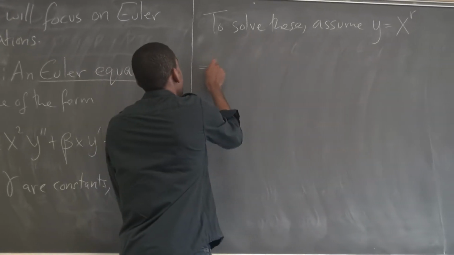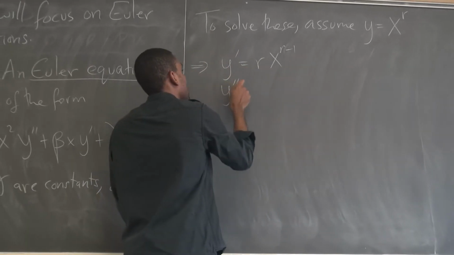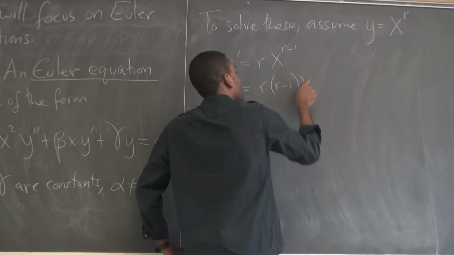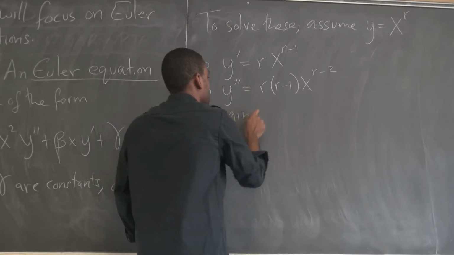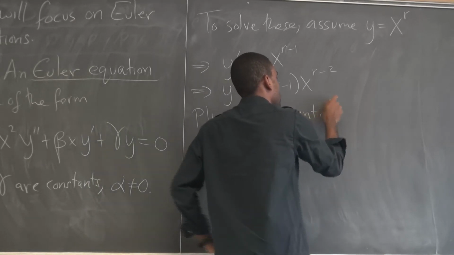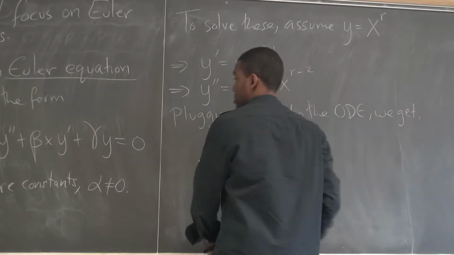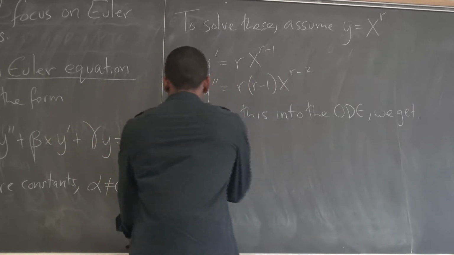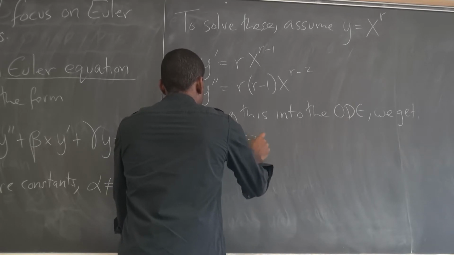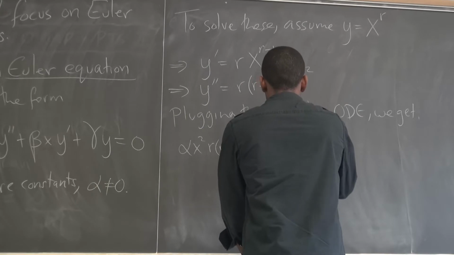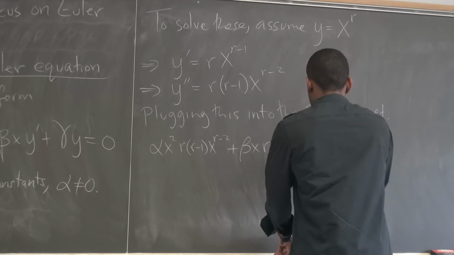Now, given that, y prime is r x to the r minus 1. It also means that y double prime is equal to r times r minus 1, x to the r minus 2. Plugging this into the ODE, we get alpha x squared r times r minus 1 x to the r minus 2 plus beta x r x to the r minus 1 plus gamma x to the r.